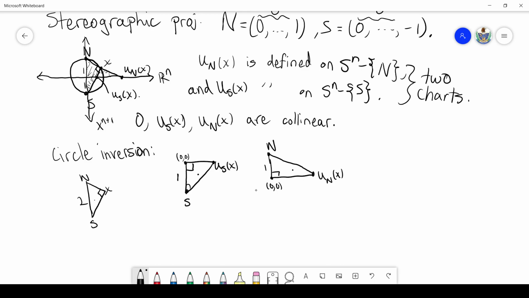Which means in particular that these two triangles are similar to each other. And so this length here we would refer to as the magnitude of US of X, and this length here is the magnitude of UN of X. And so we can use triangle similarity to say, okay, 1 over the magnitude of UN is equal to the magnitude of US over 1.